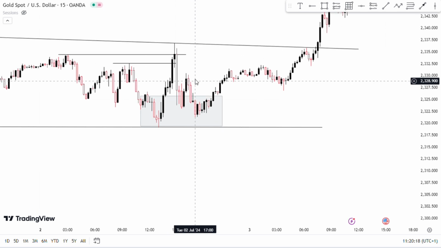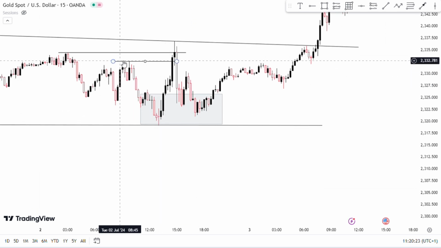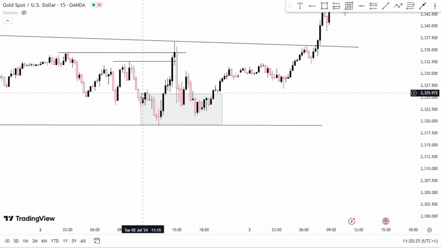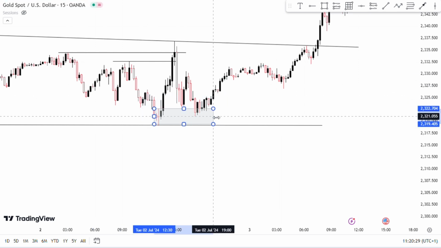On the 15 minutes time frame, you can see this particular order block is the one responsible for this particular move that broke this high and also this particular high. So you can make use of this 15 minutes order block to increase your risk to reward ratio.